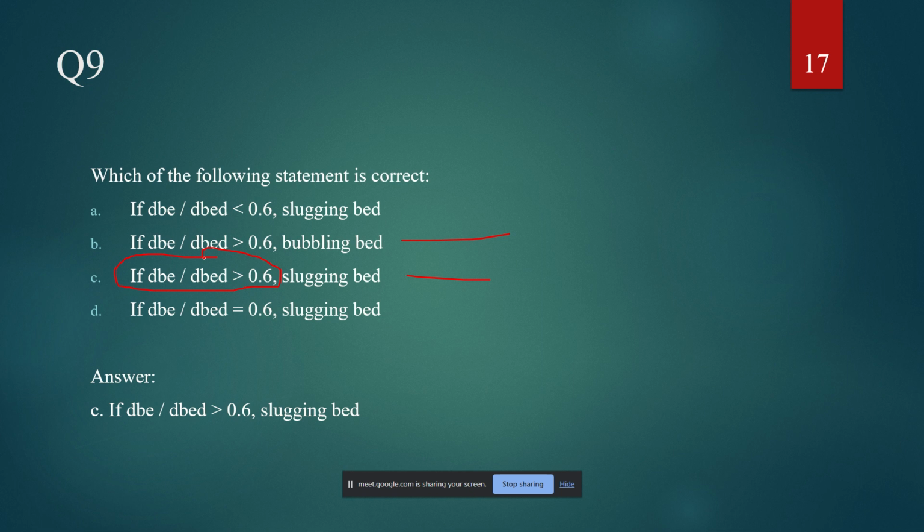Because if it is greater than 0.6, it can either be slugging bed or it can be bubbling bed or it can be none of the above, I mean none of them. But in this case, all three options are given, greater than or equal to or less than. So answer is greater than 0.6, so it is known as slugging bed. You can easily ignore the option B actually in this case. So answer is option C.